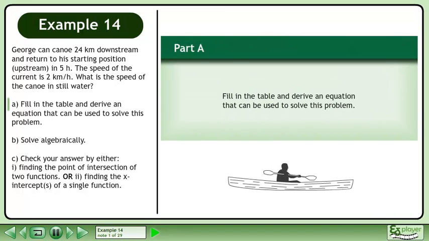George can canoe 24 kilometers downstream and return to his starting position upstream in 5 hours. The speed of the current is 2 kilometers per hour. What is the speed of the canoe in still water? In Part A, fill in the table and derive an equation that can be used to solve this problem.